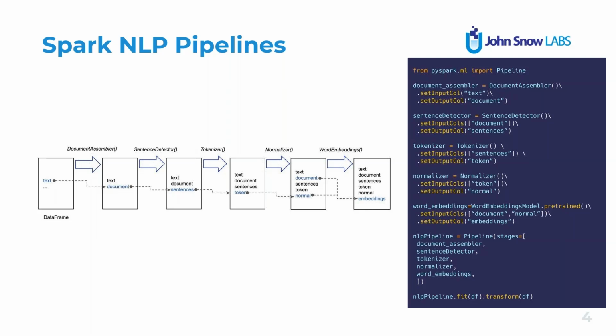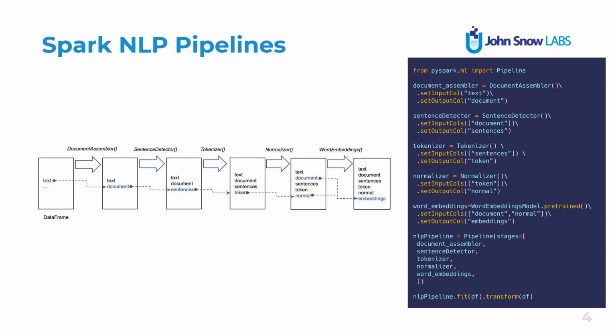So basically, what it does is at every stage, you will be creating a new column in your Spark data frame with the output of that stage. So the document assembler creates one column with document annotations. The sentence detector will create a new column with all the sentence annotation objects in it. And so on. So for every annotation, every new stage in your pipeline, you will always be creating one new column where you can analyze, you can extract, you can view what was created by that stage.